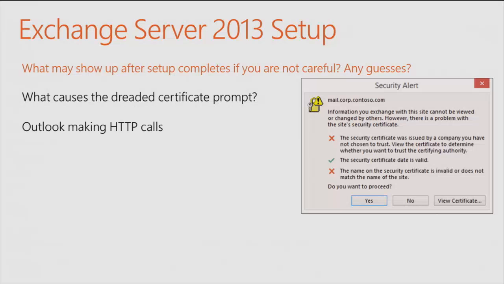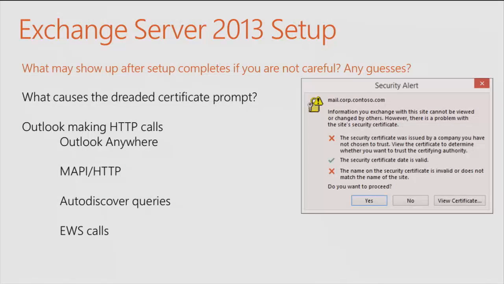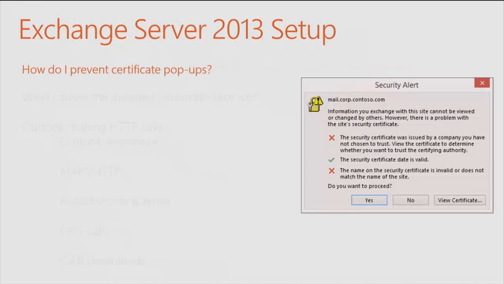So Outlook now in 2013 is all HTTP based. So almost anything, whether it's Outlook Anywhere, MAPI/HTTP, Autodiscover, EWS, Offline Address Book, is going to make calls to URLs. And if that certificate is the default certificate on the server, the self-signed cert from when you installed Exchange, Outlook's going to throw a prompt up and warn you about it. So what can we do about that? What can we do to make our life a little easier?